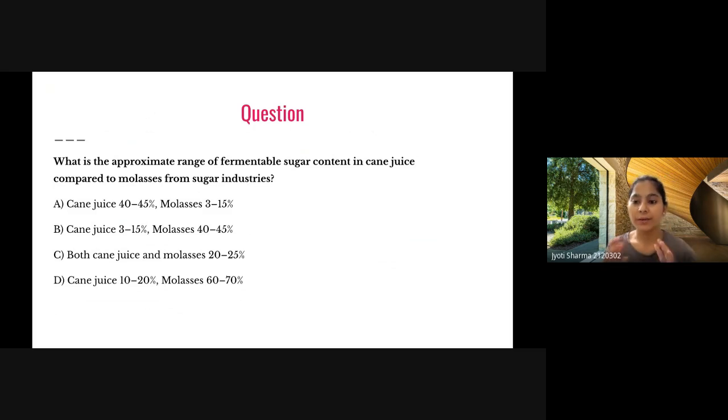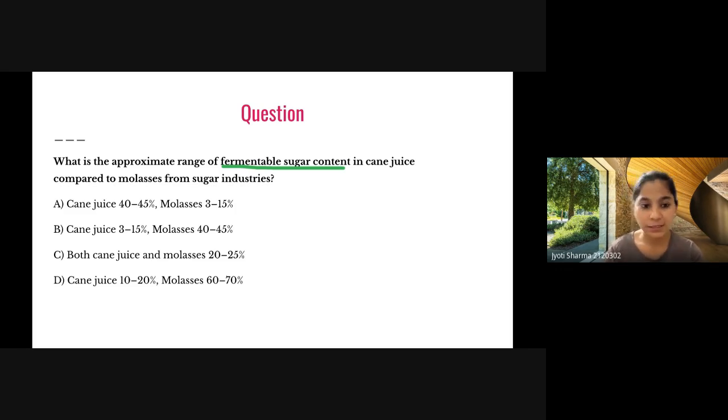Okay, now the question will be based on some processes and then how we can manage it. What is the approximate range of fermentable sugar content in cane juice compared to molasses from sugar industries? So the question is to get the fermentable sugar content that we will get either from cane juice or from molasses from the sugar industries.